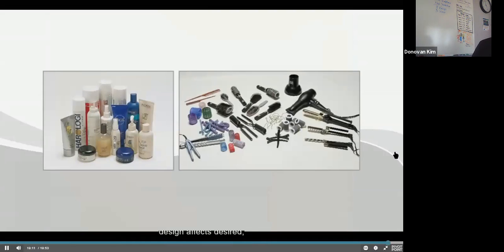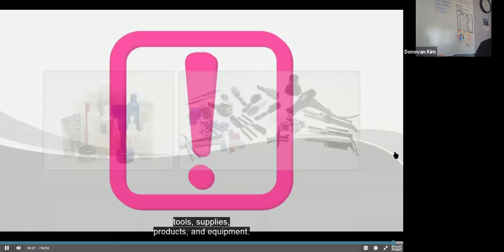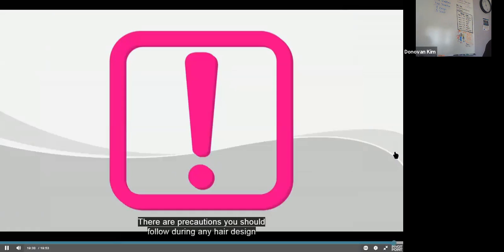To achieve the design effects desired, you should become familiar with the tools, supplies, products, and equipment used during hair design services. Refer to your textbook for a complete chart of hair design tools, supplies, products, and equipment. There are precautions you should follow during any hair design service. Refer to your textbook for infection control and safety guidelines, as well as proper draping procedures for a hair design service.